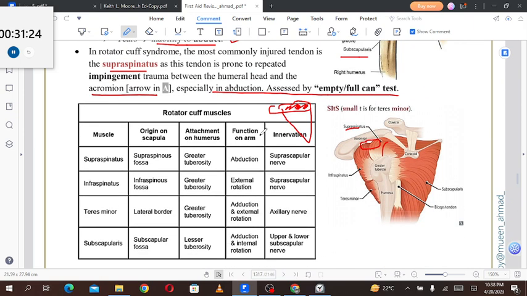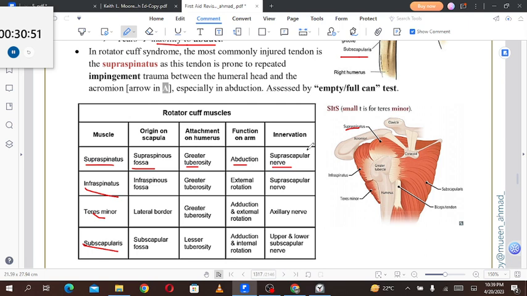Then these are the rotator cuff muscles. This is a picture from UWorld, and this is a table from UWorld basically. So let's see that. We're talking about supraspinatus, infraspinatus, teres minor, and the subscapularis muscle. Supraspinatus, origin on the scapula is the supraspinous fossa. Attachment is the greater tuberosity of the humerus. Function is abduction, or you may say initiation of abduction up to 15 degrees, and innervation is the suprascapular nerve. So supraspinatus is supplied by the suprascapular nerve.